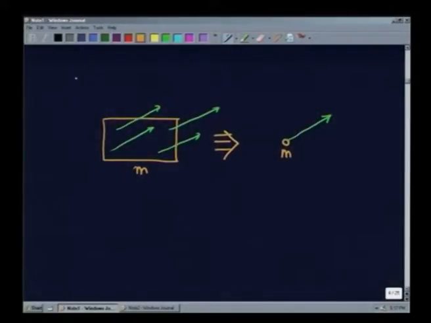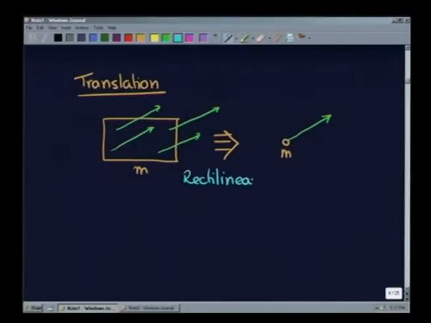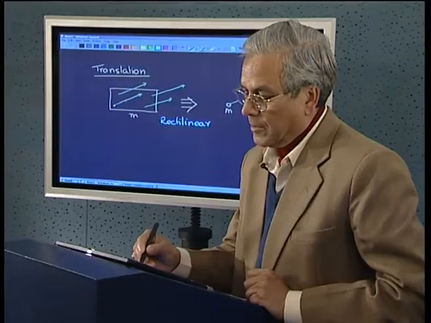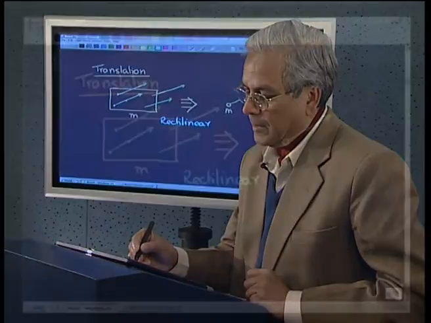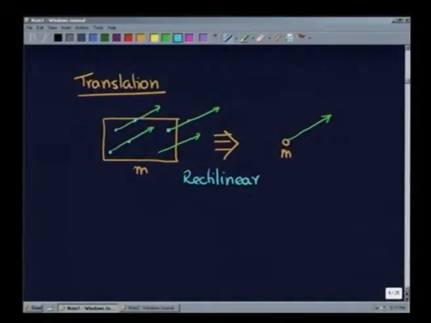This is pure translation. Now, translation can be again of two types. This is a translation which we call rectilinear translation. Why? Because we find the path of each particle is in a straight line. That means, it was here, it has gone there, it was here, it has gone there, it was here, it has gone there, it was here, it has gone there.